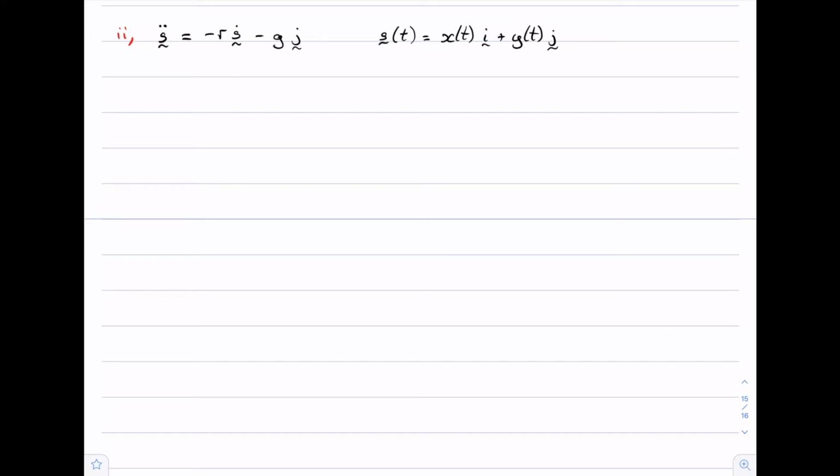So let's try to pull out what the x component of this differential equation is. Because this differential equation really is two differential equations. It's one in terms of x and one in terms of y. But we only want the x component. So let's write it in a different way.